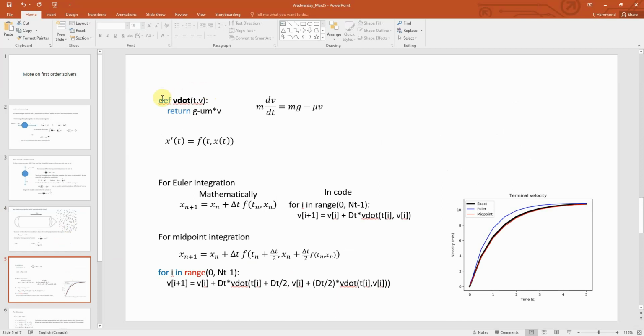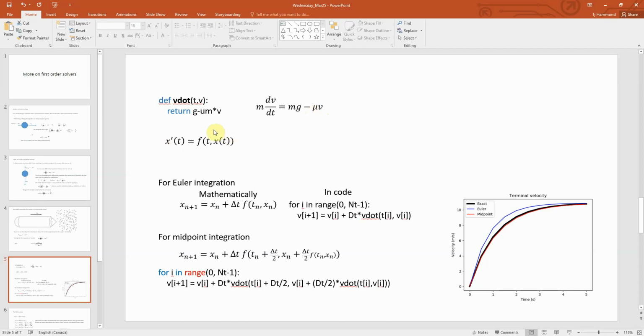All right, so what does this look like in terms of coding? We define our derivative of our velocity. We define this function in Python as v dot, so v dot being dv by dt. It takes the variable that we want to integrate over, t, and the thing that we want, the velocity. What we have to return is g minus mu over m times v, where this is our differential equation m dv by dt is equal to mg minus mu v. So what we're returning is dv by dt, that's g minus mu over m v.